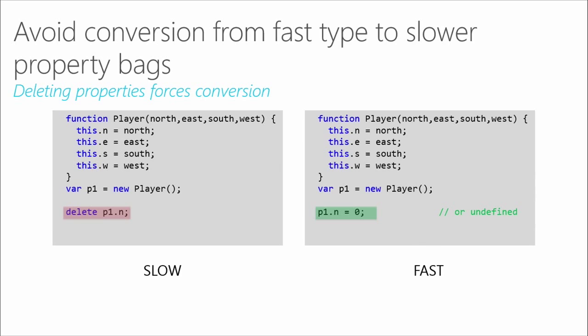Since you have this type, this object layout for properties, using delete just destroys that type for that object, and of course it makes it the slower property bag for the lifetime of that object. So delete again: if you don't need it, don't do it. If you can avoid it, just avoid it. Use null, use undefined. It's going to preserve that type because type isn't related to the values in it.